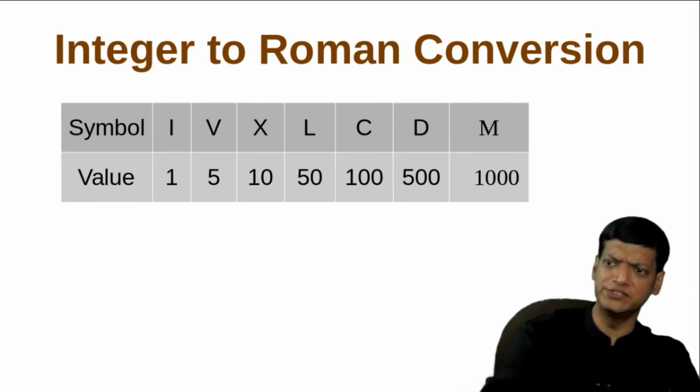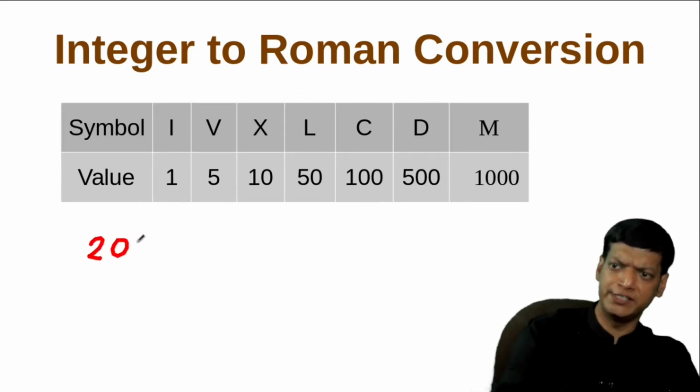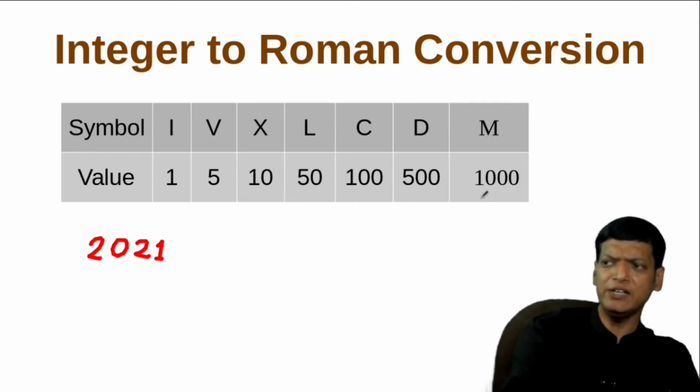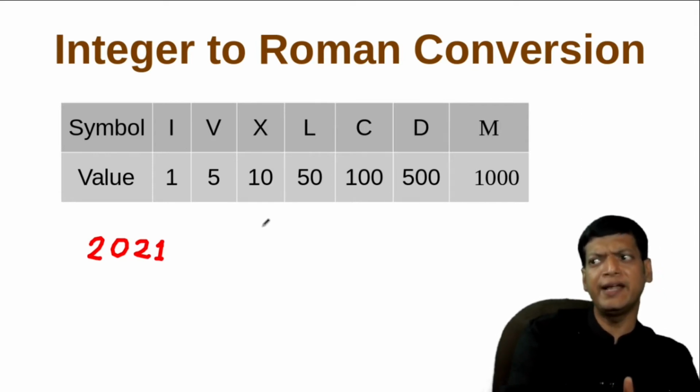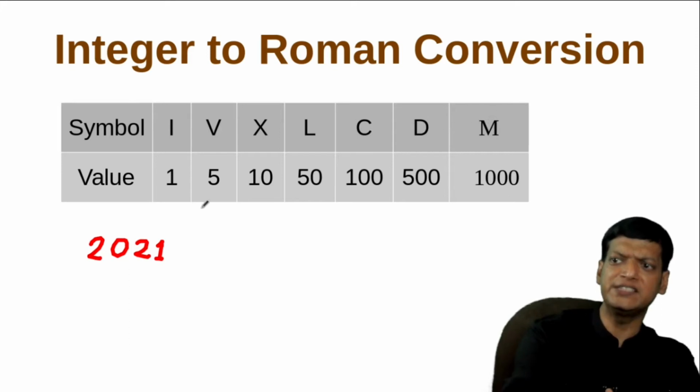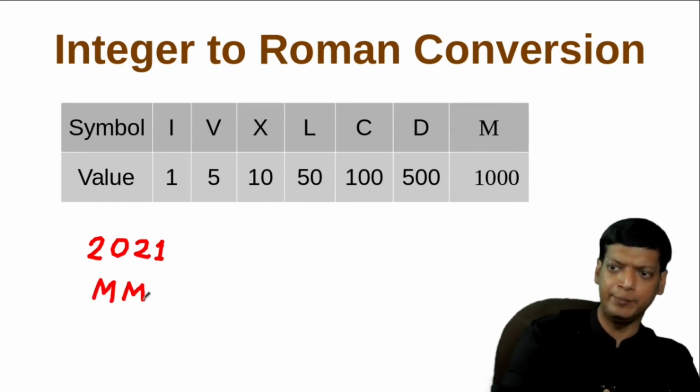So our year is 2021. Now if you look over here, we'll start from the highest value and then proceed to the lowest value. If you start from the highest value, 2021 divided by 1000 will give you a quotient 2, which means that we'll repeat the corresponding symbol, that is M, twice. So this will become MM.